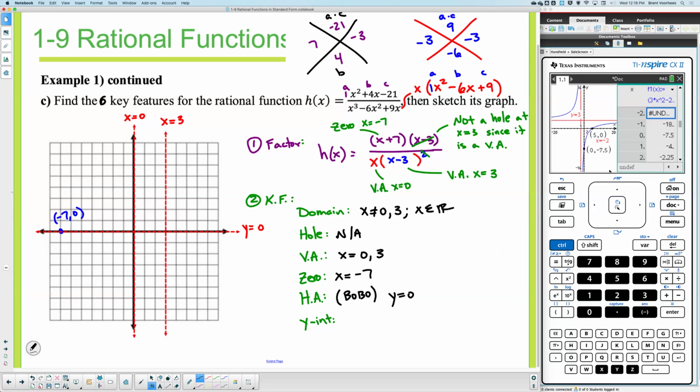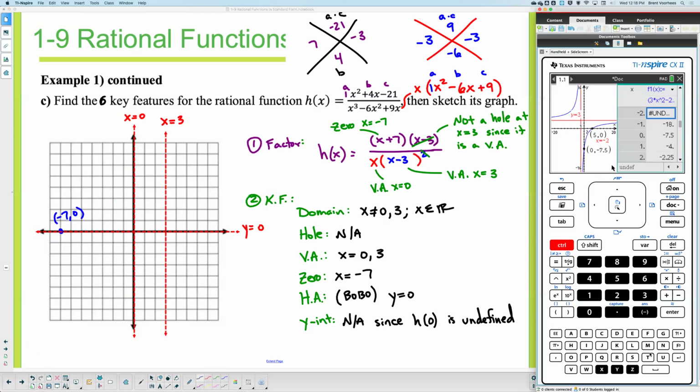H of 0 is undefined, so there is none. So what I'm going to write here is NA, since h of 0 is undefined, and you're going to see that in a moment. And when I press table, that 0 will be undefined on the table. Now, there's not much for us to graph to go off of. So this is one where I would need to type it in. I'm going to pause here to type this in.